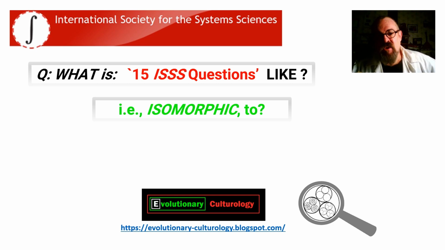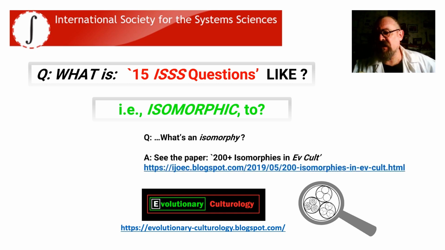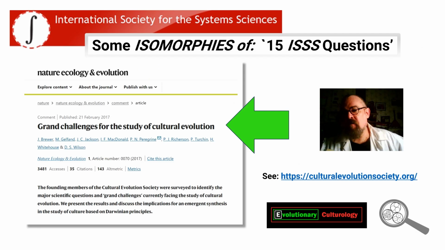But here's an interesting question. What are those 15 ISSS questions like? What is that bank of questions isomorphic to? Here's one answer. Oh, by the way, what's an isomorphy? In case you're watching this and not familiar with systems science, there's a paper, 200 plus isomorphies in Ev Cult. You can read that on that URL and you'll be very clear on what an isomorphy is after seeing more than 200 examples. Next. Some isomorphies of those 15 ISSS questions.